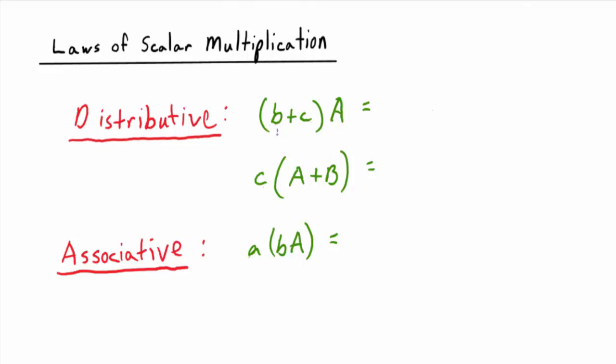Lowercase letters represent real numbers. So I'm saying if you take a real number b and add it to a real number c, and you multiply that times a, you can essentially distribute the a. So if you distributed the a to both of these real numbers, what would you get?